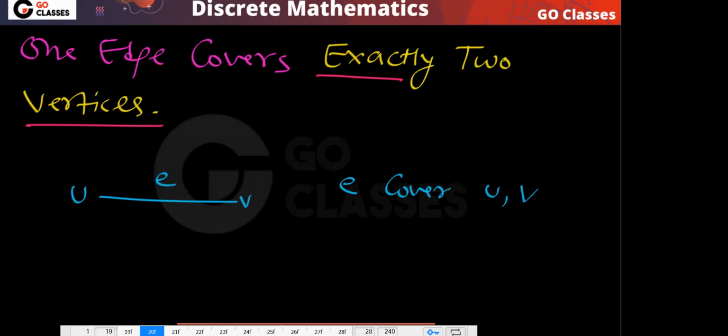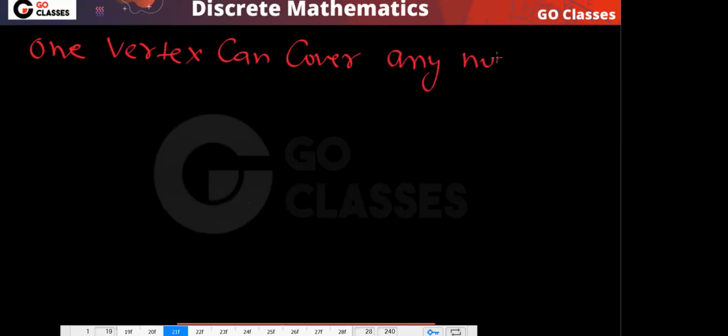And what about a vertex? One vertex can cover how many edges? It can cover any number of edges. Okay, remember, one vertex can cover any number of edges. There is no limitation.